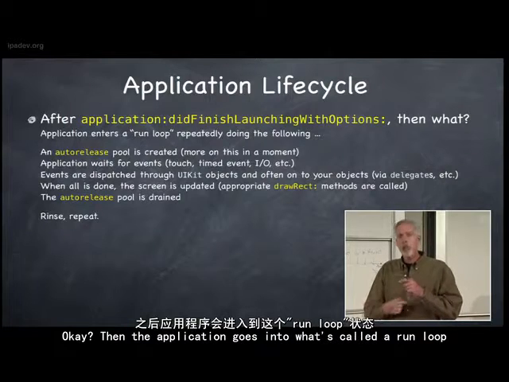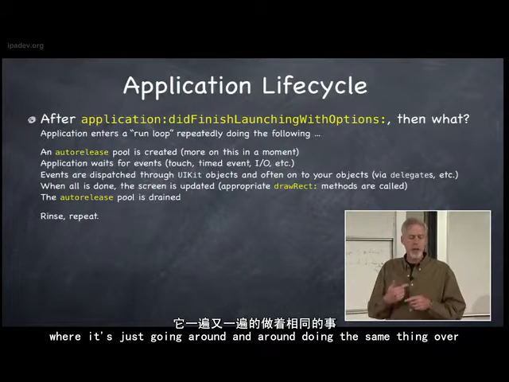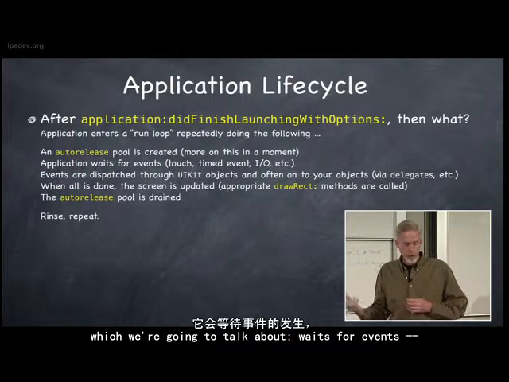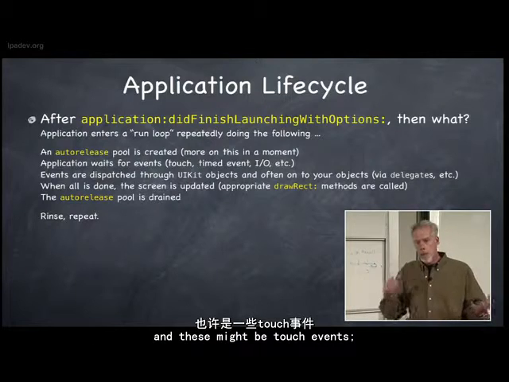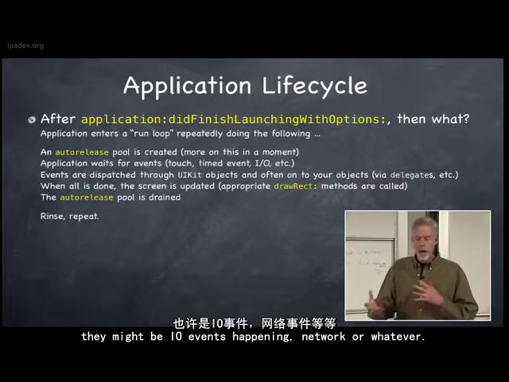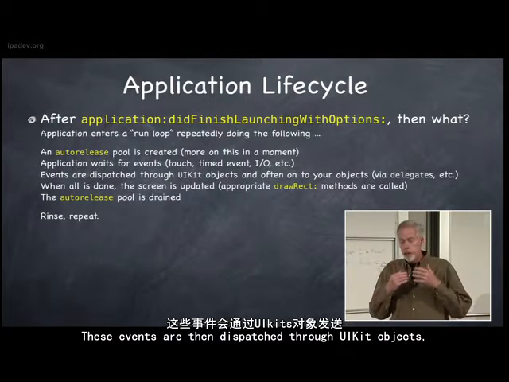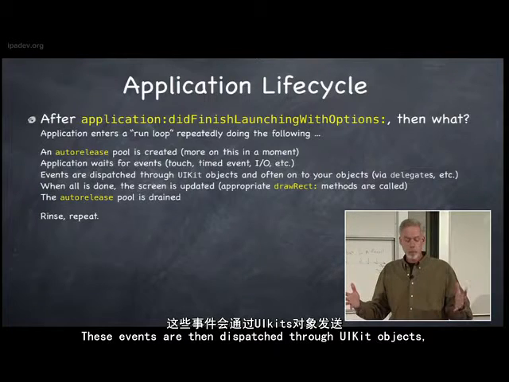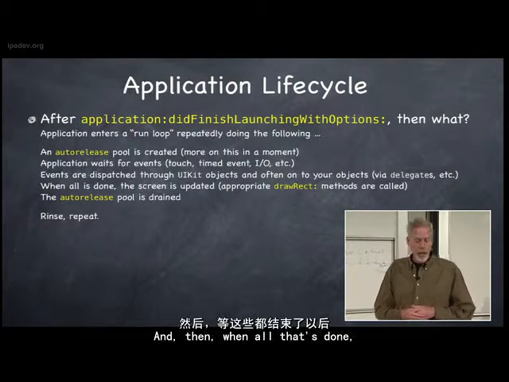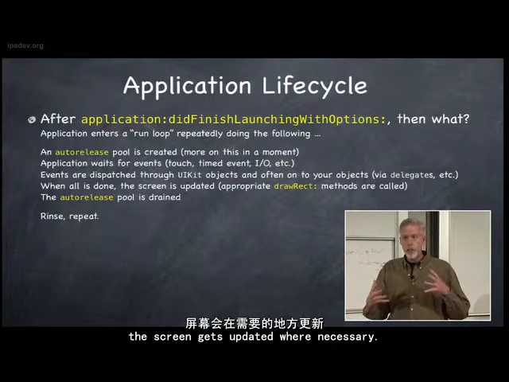Okay, then the application goes into what's called a run loop, where it's just going around and around doing the same thing over and over, which is it creates an autorelease pool, which we're going to talk about, and waits for events. These might be touch events, they might be some timed events you can set up, they might be I/O events happening, network or whatever. These events are then dispatched through UIKit objects, might get to you through delegates and other mechanisms, and then when all that's done, the screen gets updated where necessary.